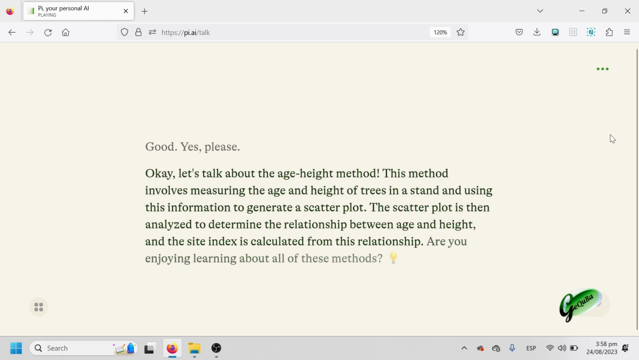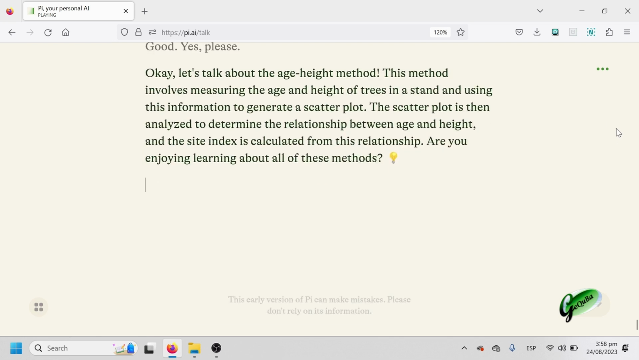Okay, let's talk about the age height method. This method involves measuring the age and height of trees in a stand and using this information to generate a scatter plot. The scatter plot is then analyzed to determine the relationship between age and height, and the site index is calculated from this relationship. Are you enjoying learning about all of these methods?